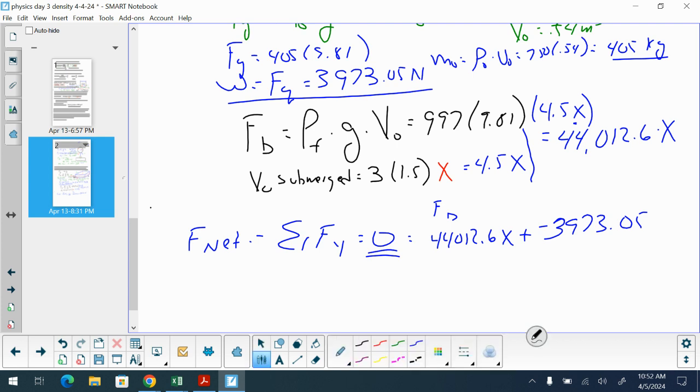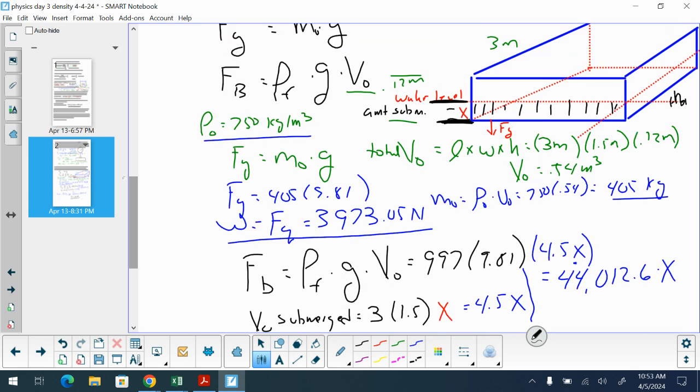So we can add this to the other side, divide by our value here. What is the amount that sinks down? Evelyn, what do you get? 0.09 meters. So it's 0.12 up, and 0.09 will come down and submerge in the water. So you have a little bit, 0.03 still above the water.